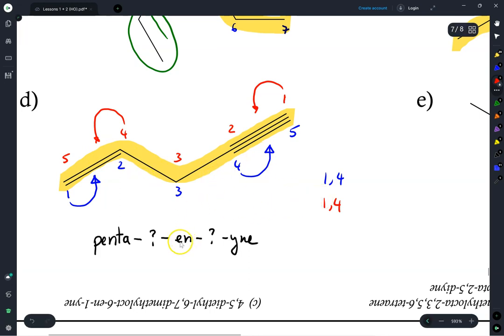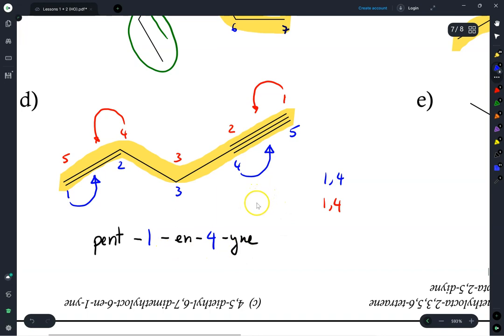Since ene is alphabetically superior to ine, the double bond should get the lowest possible number, and thus we're going to use the blue counting system to give the double bond priority. So we have penta 1 ene for ine. Again, when I see the 2 vowels side by side, I'm going to remove the vowel from the penta and leave it as pent 1 ene for ine.